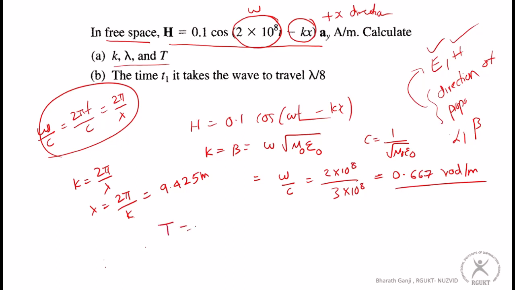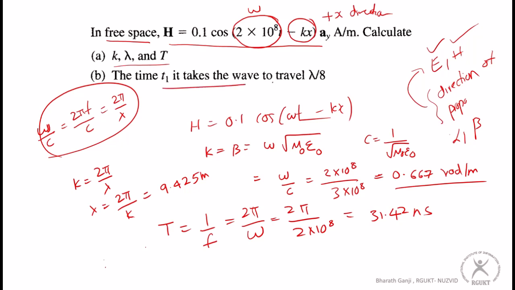Time period is nothing but 1 by frequency, or multiplied by 2 pi, it is 2 pi by omega. So you have the omega, which is 2 pi divided by 2 into 10 to the power of 8. You get an answer of 31.42 nanoseconds.